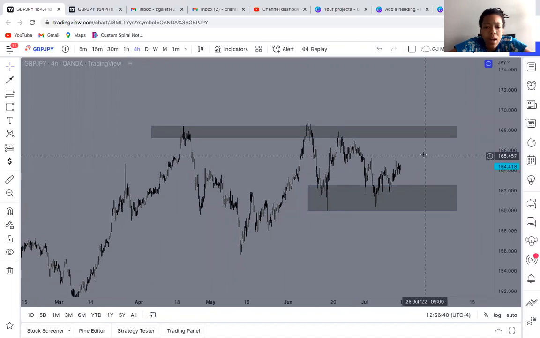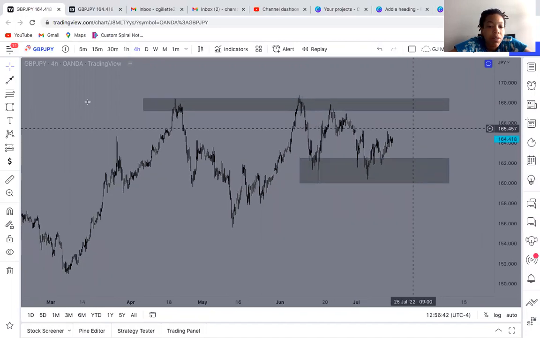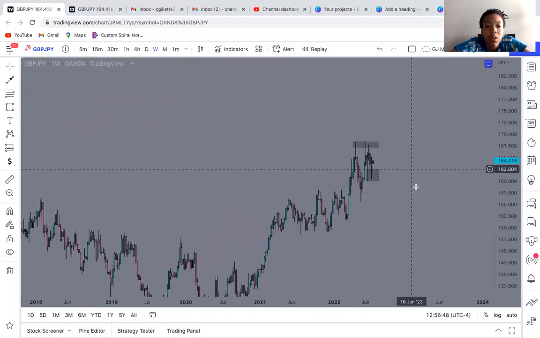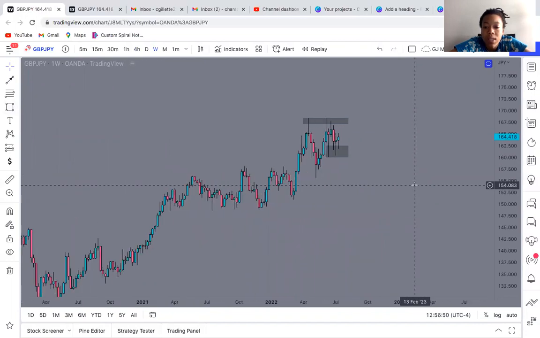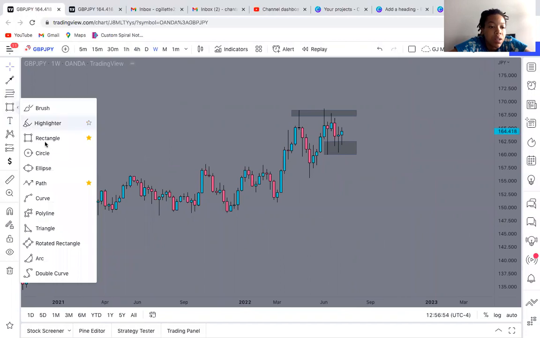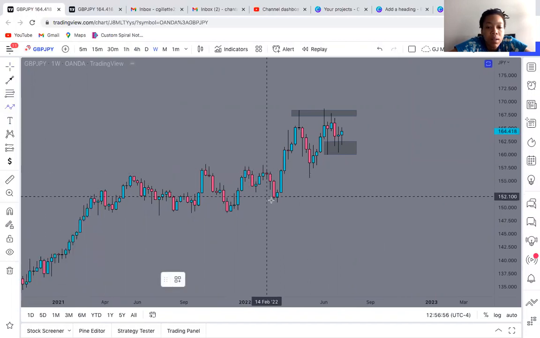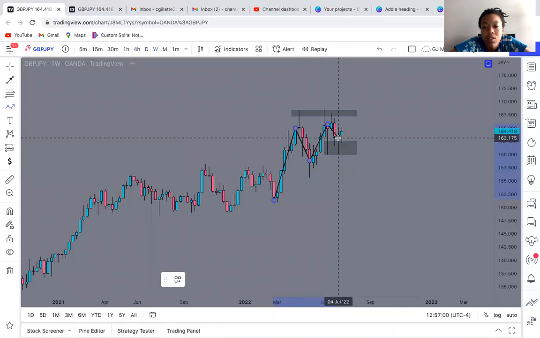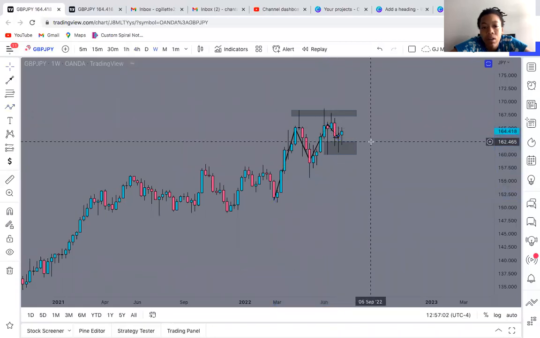Taking a look at our chart, first things first is that our higher time frames are definitely showing a bullish market. If we take a look at our weekly time frame, we do see price in an uptrend. We have higher highs, higher lows, higher highs, and price currently made a higher low on this time frame.